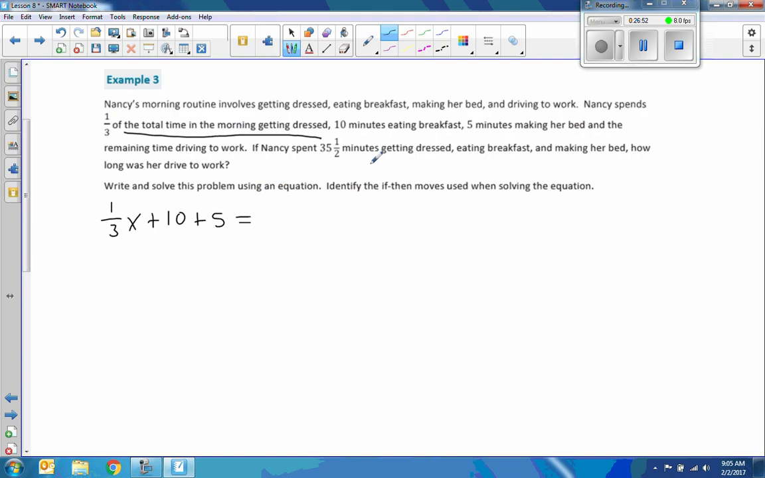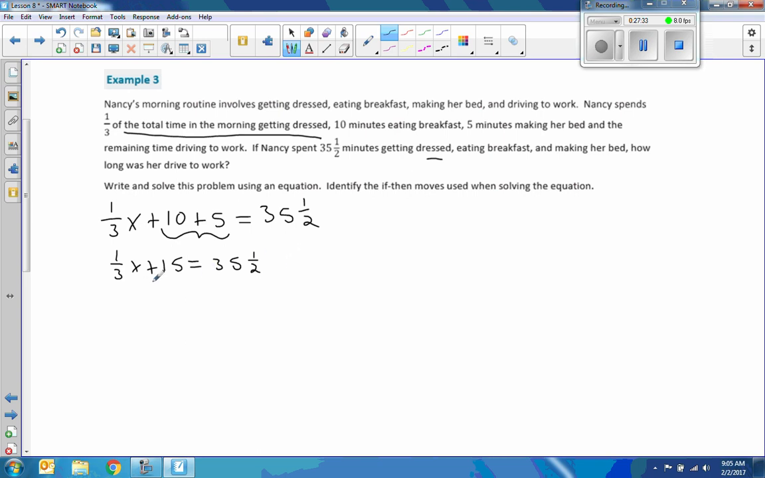Okay, so this total is getting dressed, which is 1/3 of her total time, 10 minutes to eat breakfast, and 5 minutes to make the bed. She spent that total time of 35 1/2 minutes getting ready. So there's our equation. So we want to find out how long it took her to get dressed. 1/3 total time. So the first thing I want to do is combine these two like terms. So it's going to be 1/3 x plus 15 equals 35 1/2.